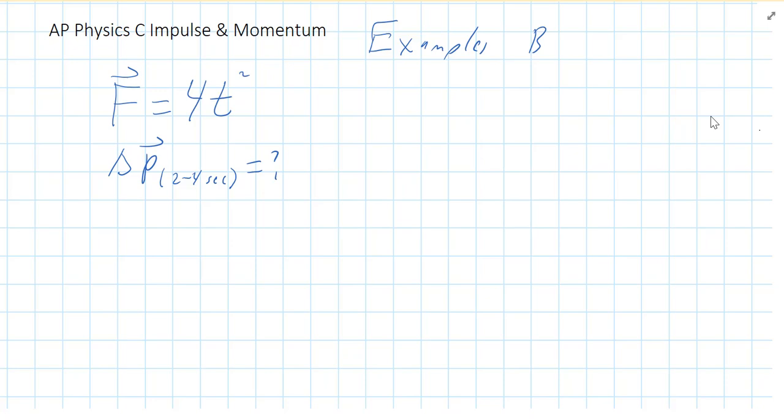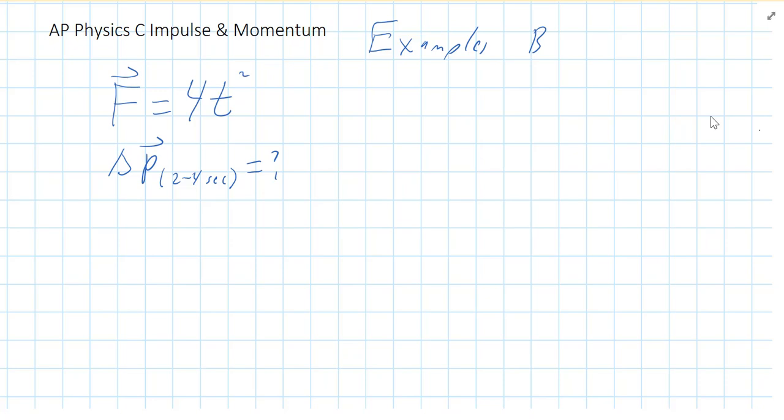And I want to know what change in momentum that force creates on an object between 2 and 4 seconds. By the way, it doesn't matter what the object is. What matters is the force is 4t squared. Since this force isn't constant, I have to do integration here.